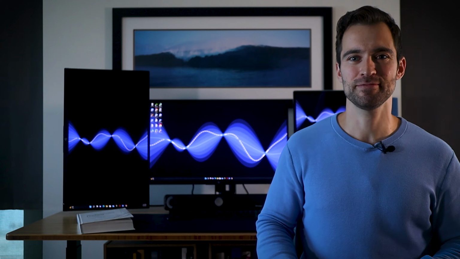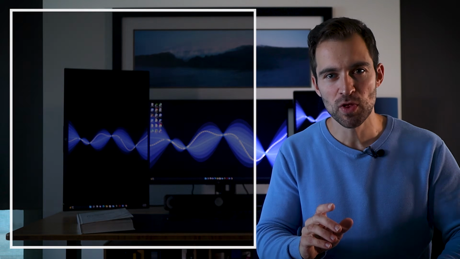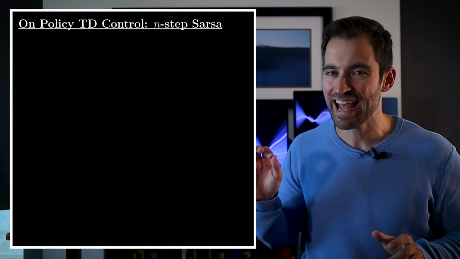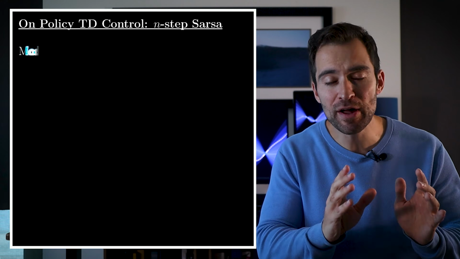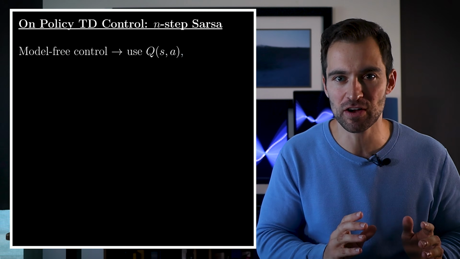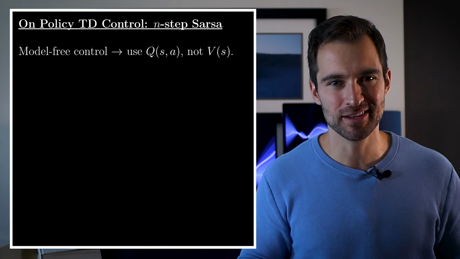Great, let's keep going. Now we're getting into the full-fledged algorithms. Algorithms that do the whole of generalized policy iteration. That is, policy evaluation and policy improvement. To start, we will discuss on-policy TD control, what is called n-step Sarsa. As a reminder, because this is a form of model-free control, we need to apply our algorithms to action values, not state values. If you don't understand why, you clicked on the wrong video.